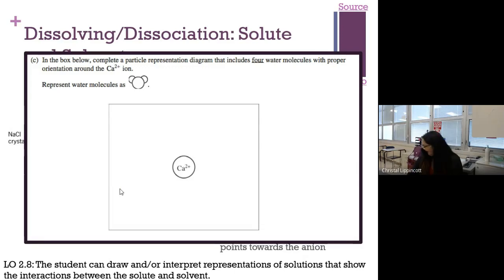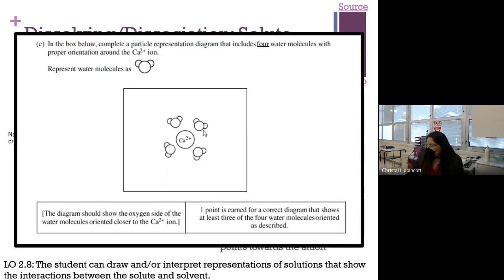All right, good. So this is what you should have had drawn. Make sure that your oxygen's bigger than your hydrogens and that your oxygens are pointing towards that positive cation.